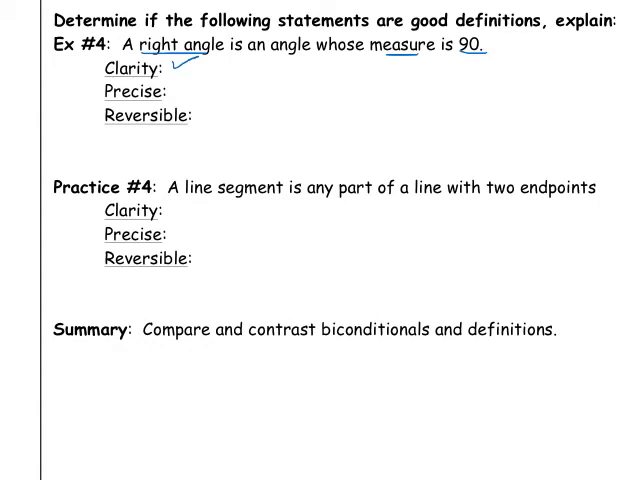Is it precise? Well, let's see. A right angle is an angle whose measure is 90. Yeah, 90, that's very precise language. There's no language in here like kind of, or like it's kind of 90, or it's usually 90, or it's sometimes 90. No, it's very, very precise. So yeah, it qualifies there. Is that reversible? Well, could we say an angle whose measure is 90 is a right angle? Could we say it the other way around? Yeah, we could. That's still true. So it works. Therefore, this is a good definition.